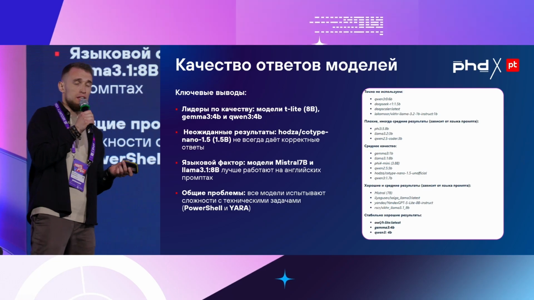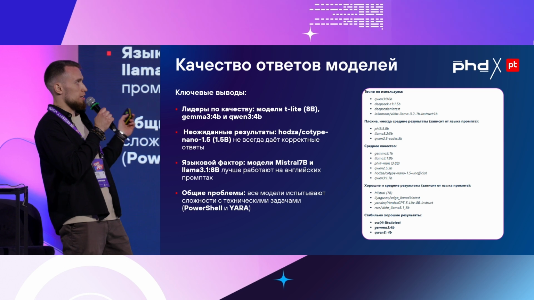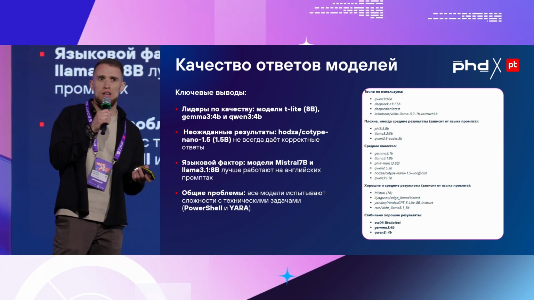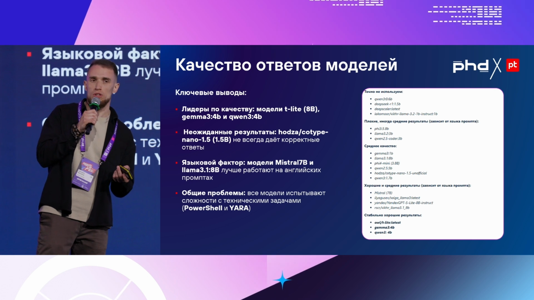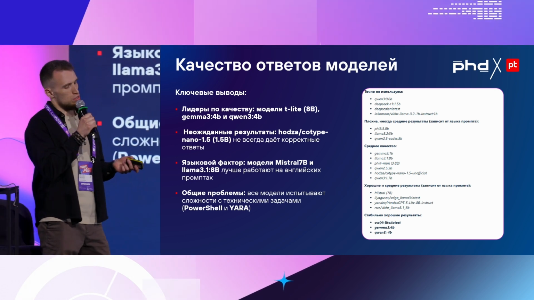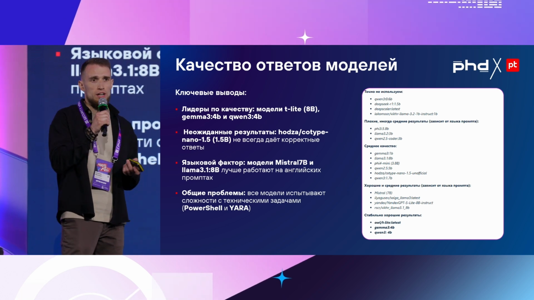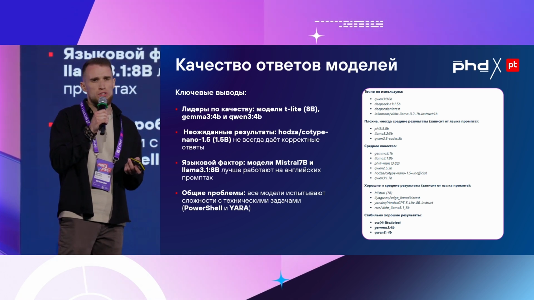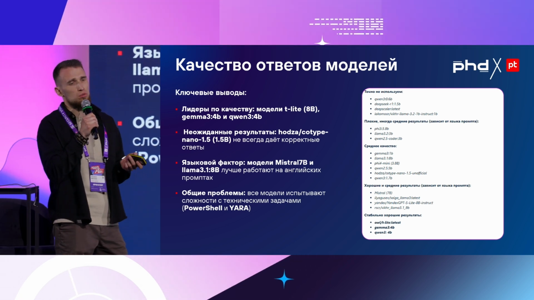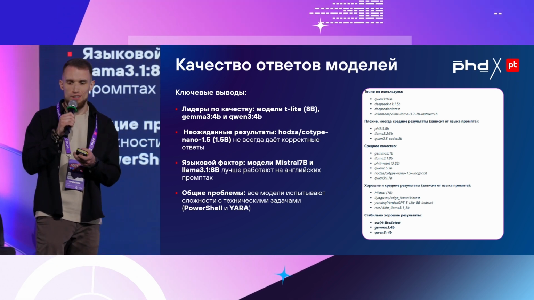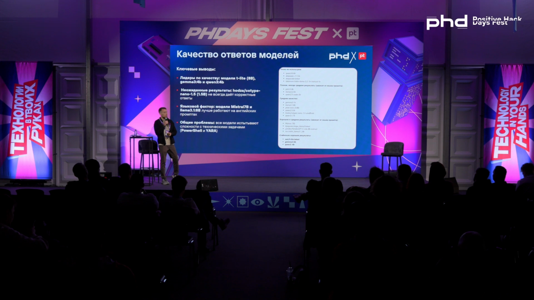Remember, I previously said that we used Russian and English language prompts, and we were able to show that Mistral 7B and Llama 3.1 8B were much better with English prompts. And Code-type Nano 1.5B was a very pleasant surprise. It was not as good as our top three, but given its size, it was surprisingly good.